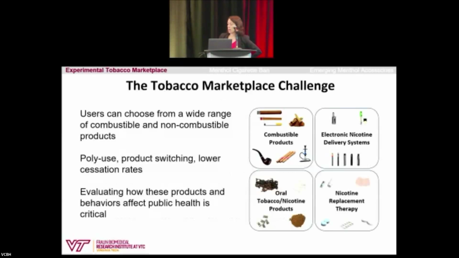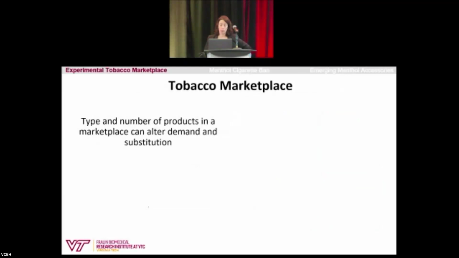So here's a little background on the development of the experimental tobacco marketplace. We know tobacco use today is far more complex than just smoking cigarettes. People have access to many different products, from traditional cigarettes to vapes and other non-combustible options. Some individuals may switch between them, or use more than one product, and this diversity can also make quitting more challenging. Understanding these patterns and how they influence health outcomes is a major challenge for tobacco control and regulatory science.